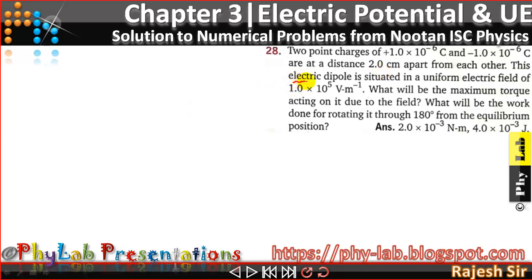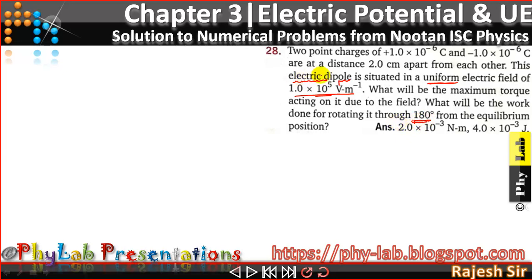So you can see here they have already mentioned that this system is constituting an electric dipole, and this entire system is placed in a uniform electric field of 1 into 10 to the power of 5 volt per meter. And the question asks us to find out the maximum torque that is going to be experienced by the dipole. That's the first part of the question. And the second part says what will be the work done in rotating it through 180 degree from the equilibrium position, friends. So there are two distinct parts to this particular problem.